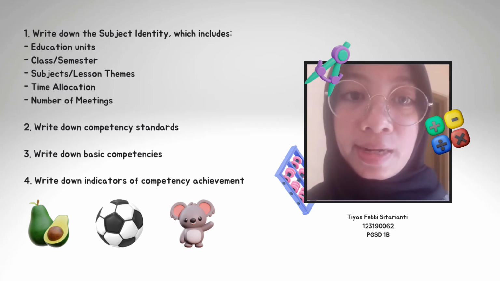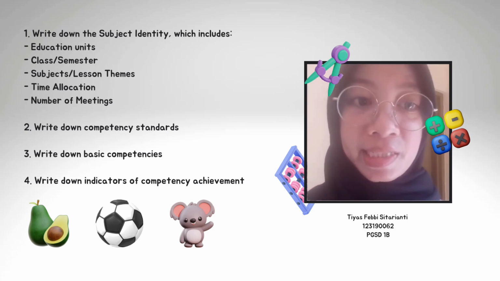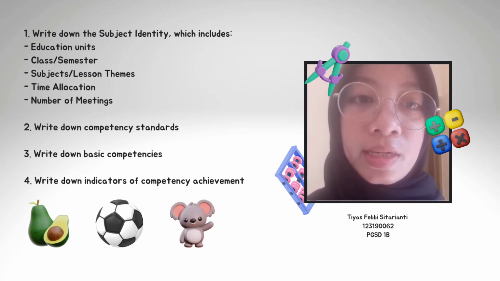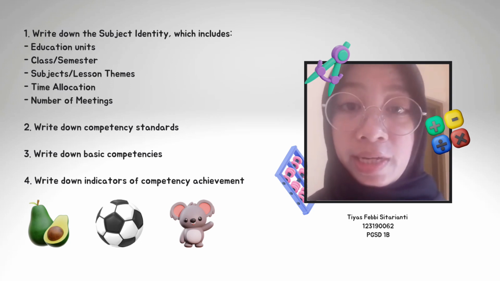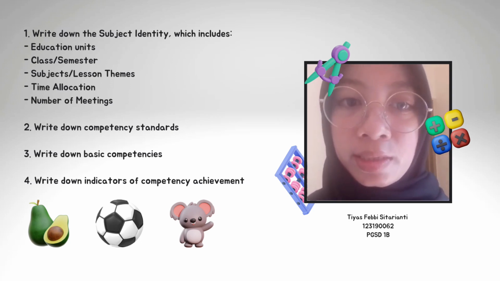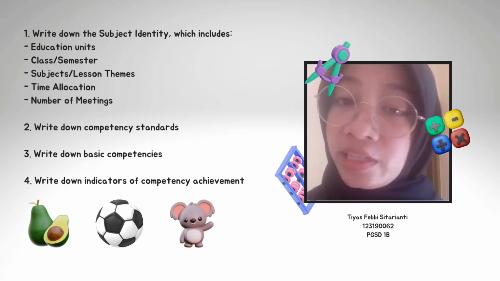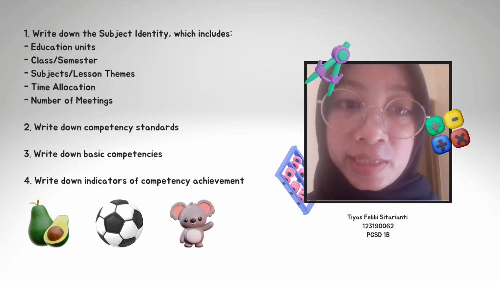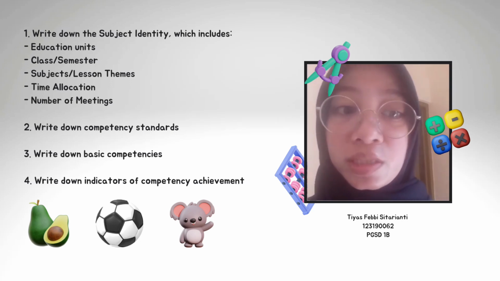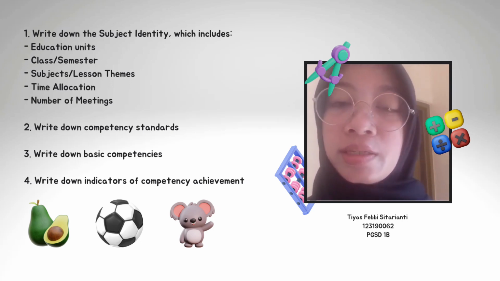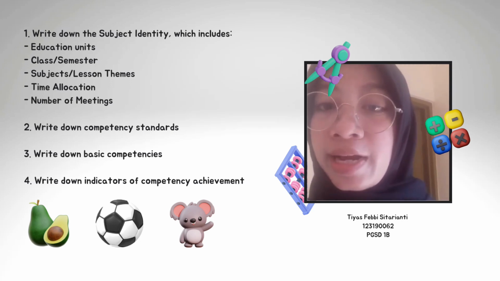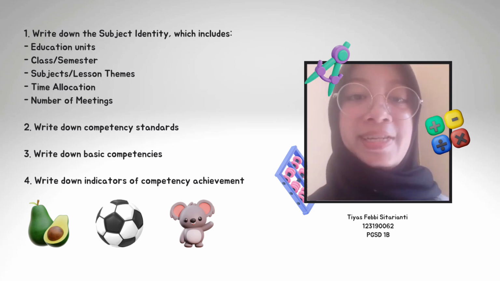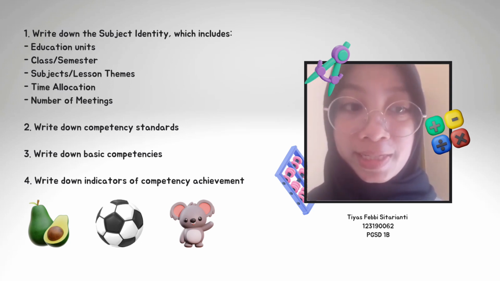Competency standards are the minimum ability qualifications of students that describe the mastery of knowledge, attitude, and skills that are expected to be achieved in each class and subject. In this section, subject competency standards are written simply by quoting the content standard or learning syllabus that the teacher has created. Number 3, write down basic competencies.